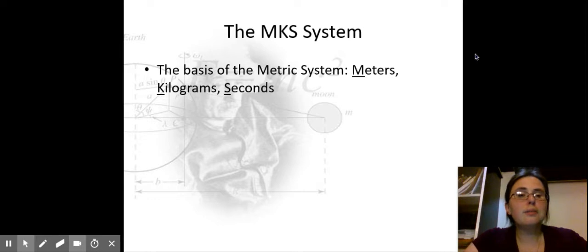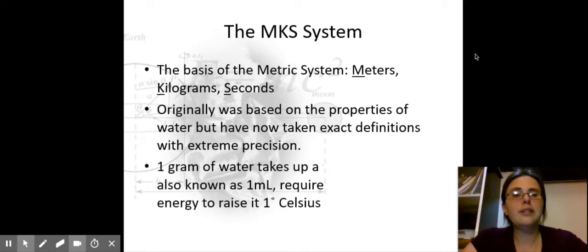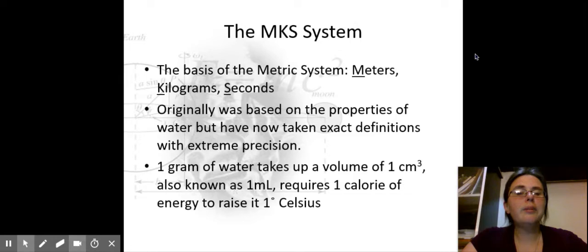The whole metric system is originally based on meters, kilograms, and seconds, which was originally based on the properties of water, but it's now taken on exact definitions. So 1 gram of water takes up a volume of 1 centimeter cubed, which is also known as 1 milliliter, and requires 1 calorie of energy to raise it 1 degree Celsius.